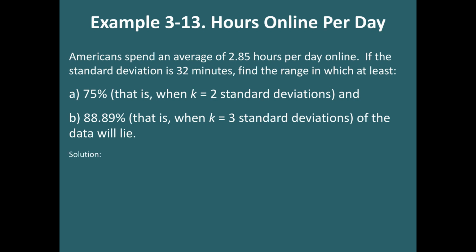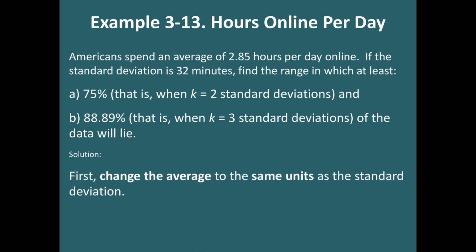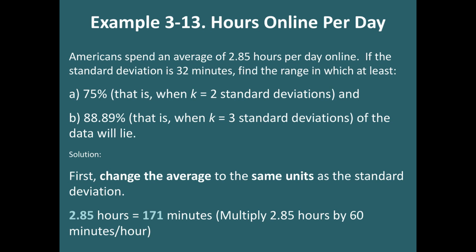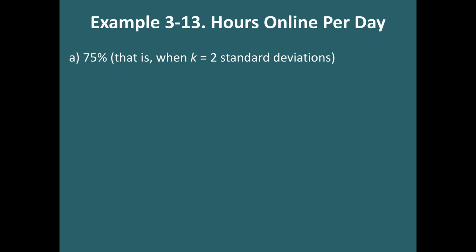To solve part A, first, let's change the average to the same units as the standard deviation. 2.85 hours equals 171 minutes. Simply multiply 2.85 by 60 minutes. Having said that, we can now continue.